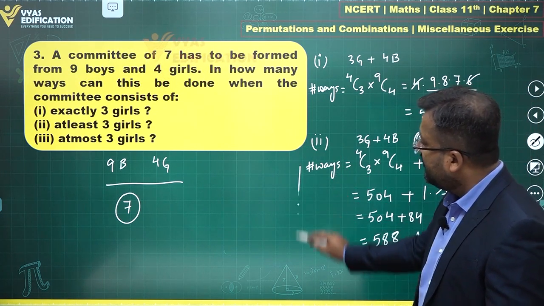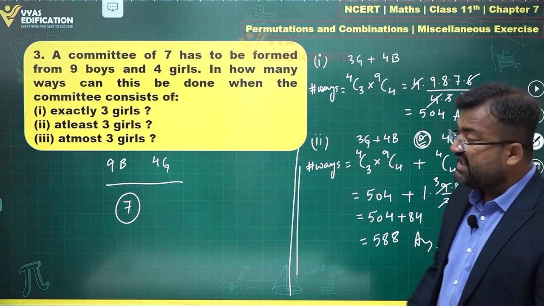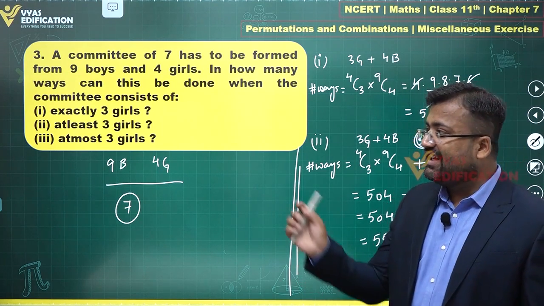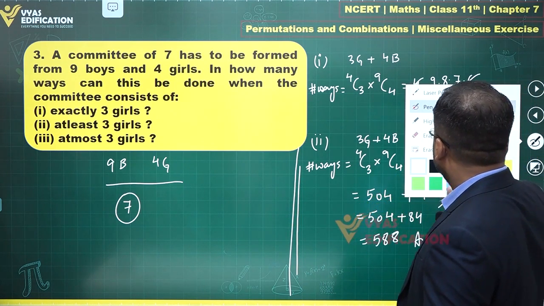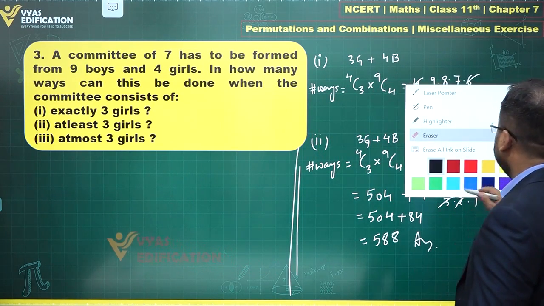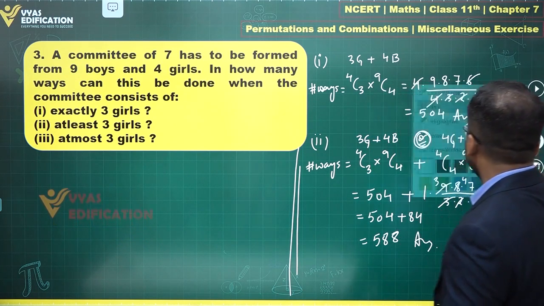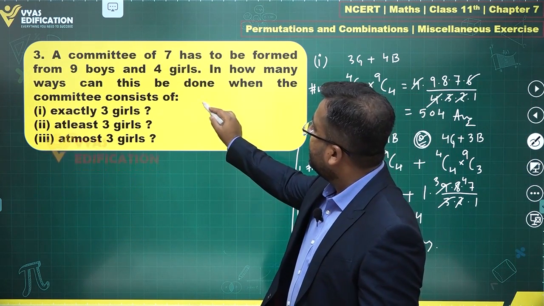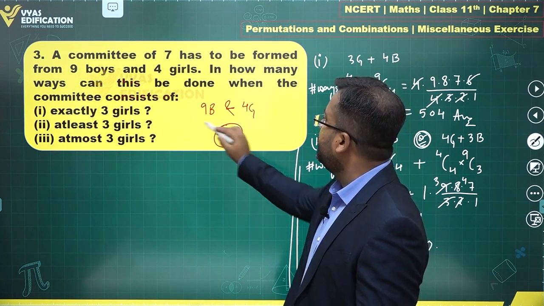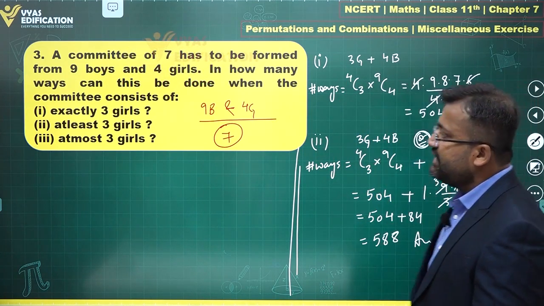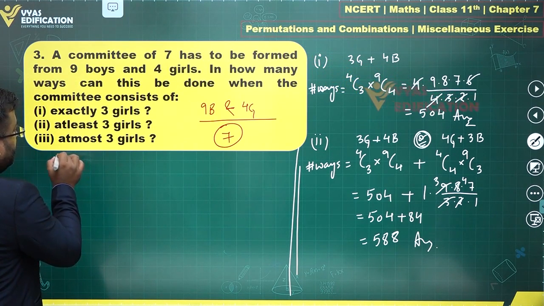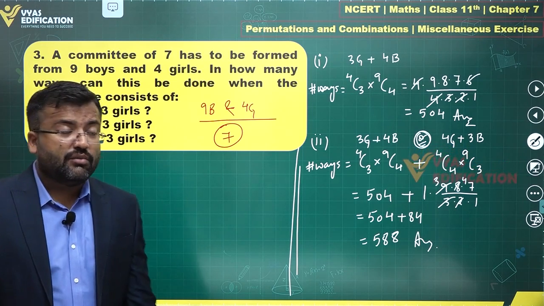What about the third part? In the third part, the person has asked us to select the committee such that the committee consists of at most 3 girls. Now, at most 3 girls will be slightly more interesting. Let's see the idea behind at most 3 girls. Let's get rid of this over here. And I have what I have in the original question. It is given that you have 9 boys and 4 girls available, and you have to select a committee of 7. That's your target, right? Let me write the target there. First and second parts we have already solved. Let's talk about the third part.